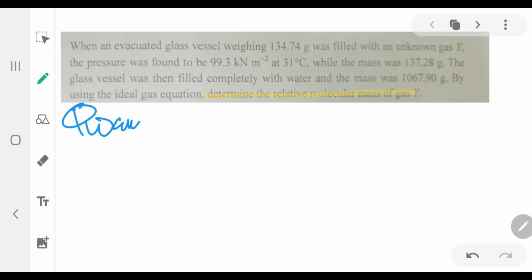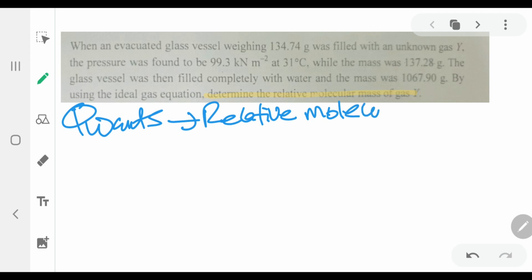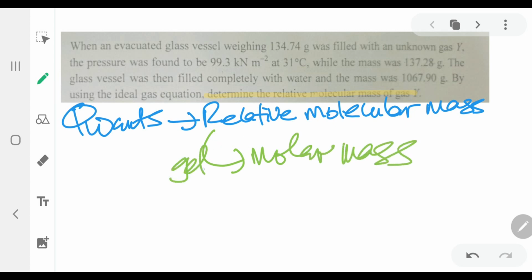The question wants you to find out the relative molecular mass. If you still remember in chapter 1, you can go back to my notes and the videos that we have done for chapter 1 before. We can get the value of the relative molecular mass of a species if you know the molar mass. You can get it from the molar mass.